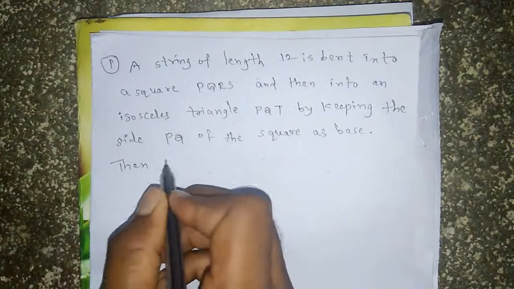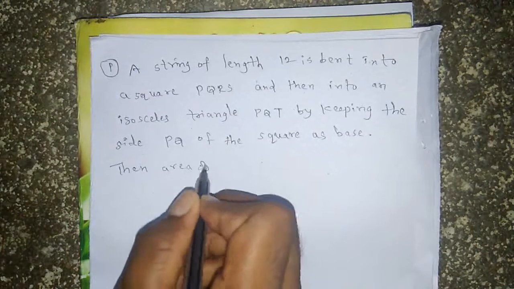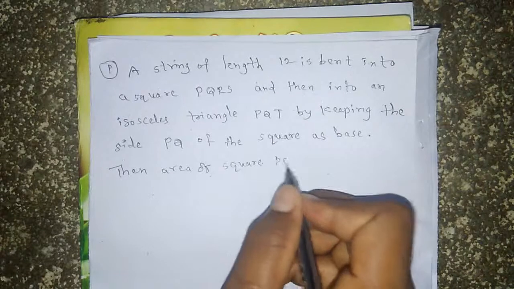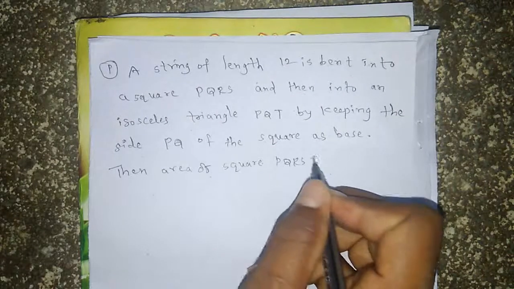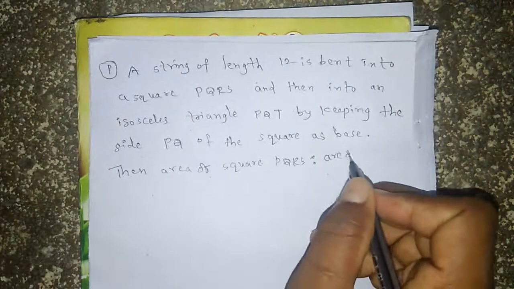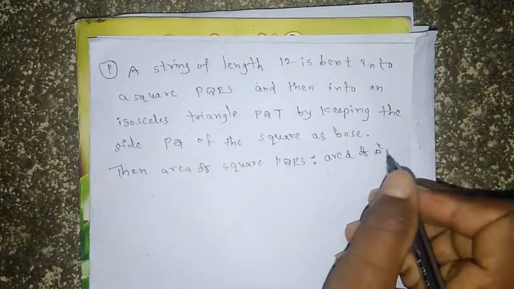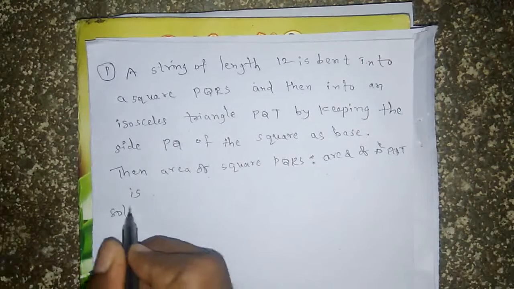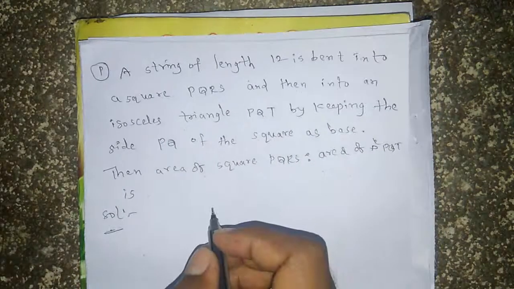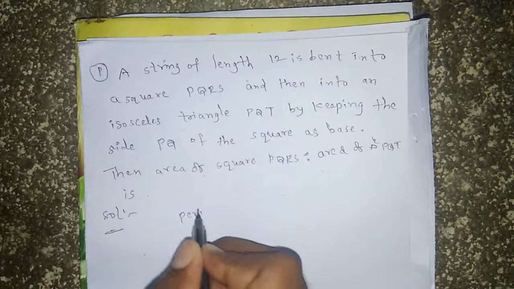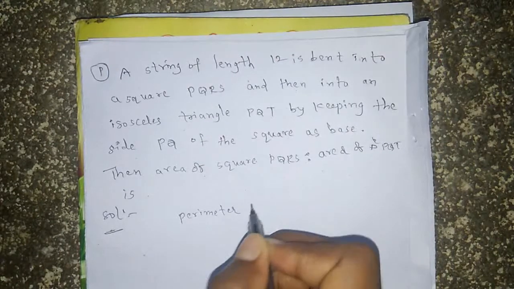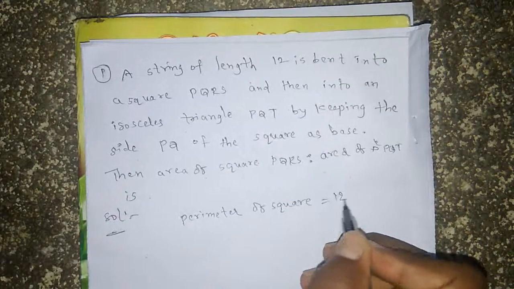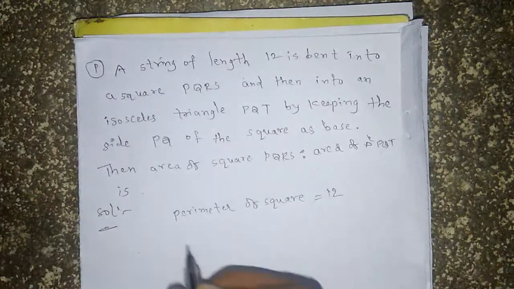Then the area of square PQRS is to the area of triangle PQT is? Here the perimeter of the square is the string of length 12, therefore the perimeter of the square is 12.